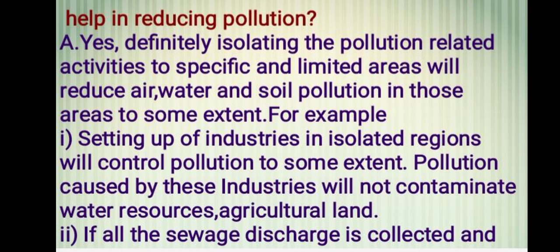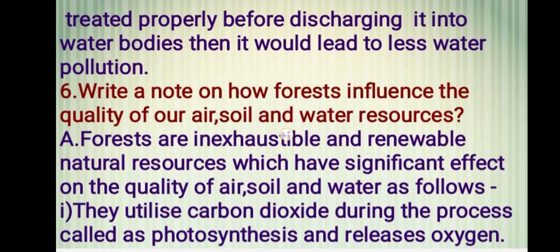For example, setting up of industries in isolated regions will control pollution to some extent. Pollution caused by these industries will not contaminate water resources, agricultural land. If all the sewage discharge is collected and treated properly before discharging it into water bodies, then it would lead to less water pollution.